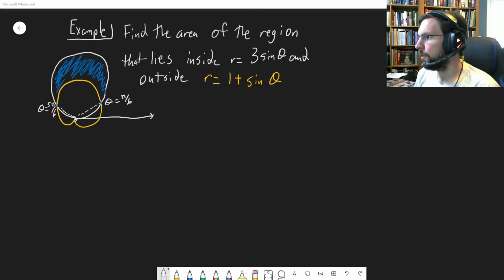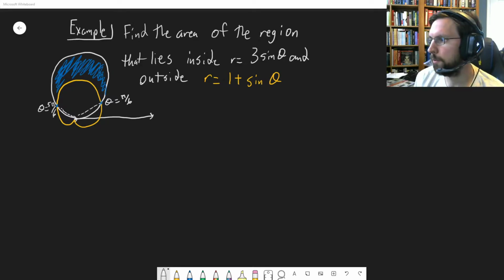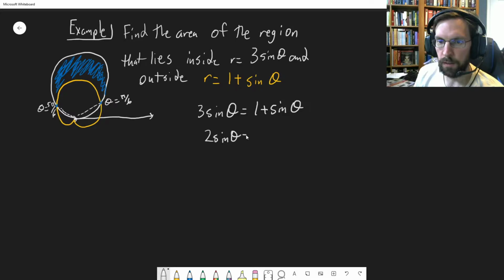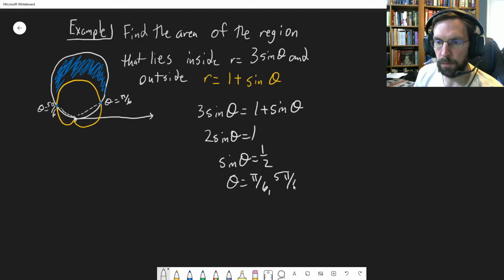Okay, so one other thing I want to point out about this example that we just looked at is we did find the two angles at which these two curves intersect. So if you remember how we did this, we set 3 sine theta equals 1 plus sine theta, and then we got 2 sine theta equals 1, sine theta equals a half, and then we got theta equals pi over 6 and 5 pi over 6.